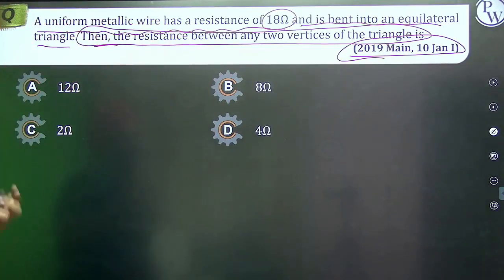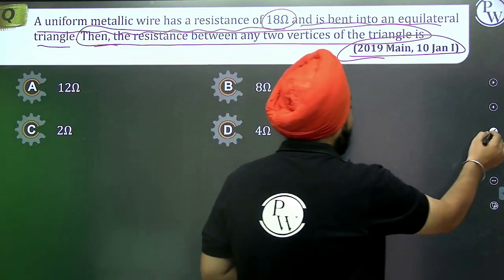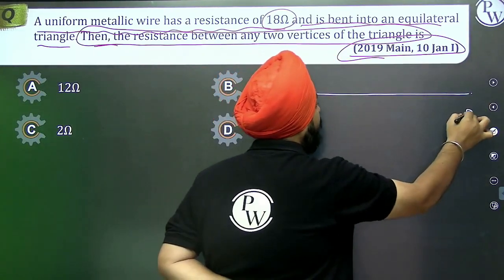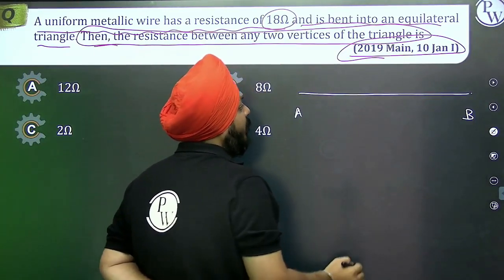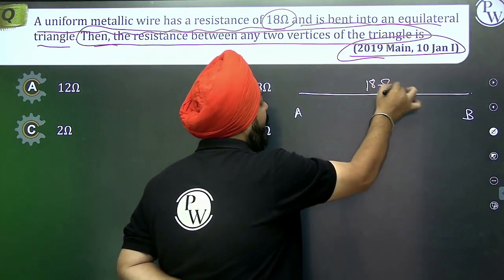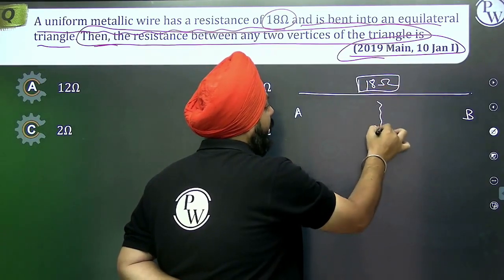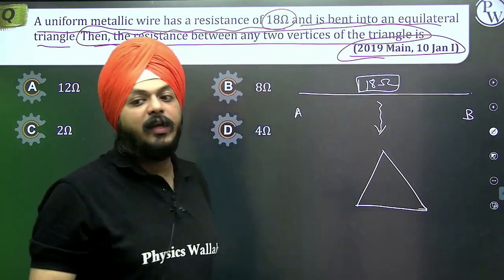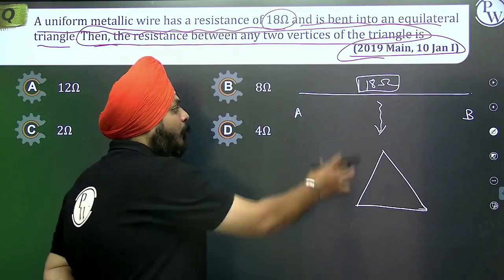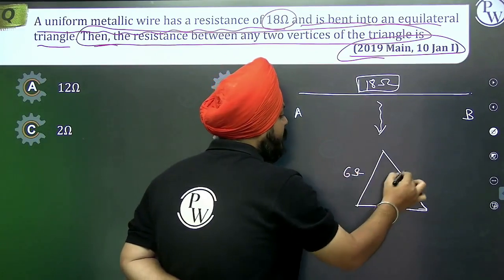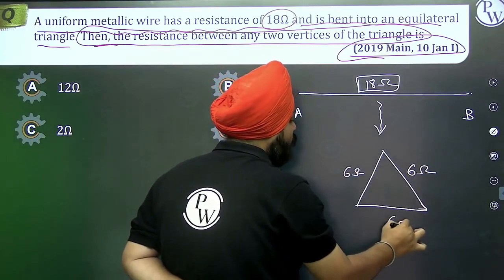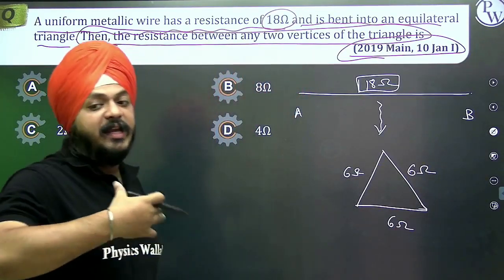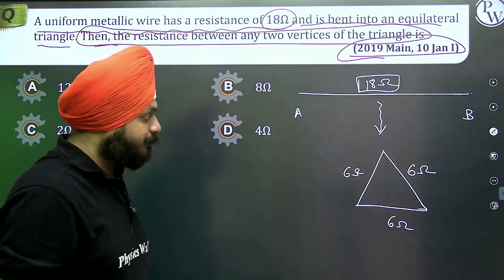See, the situation states that this is an entire wire A, B. The resistance of the wire is 18 ohm. Now it is bent into the form of an equilateral triangle. All three sides of an equilateral triangle are equal. So can I say this 18 ohm is equally divided into three parts? 6 ohm, 6 ohm, 6 ohm. You have to find the equivalent resistance between any two vertices.